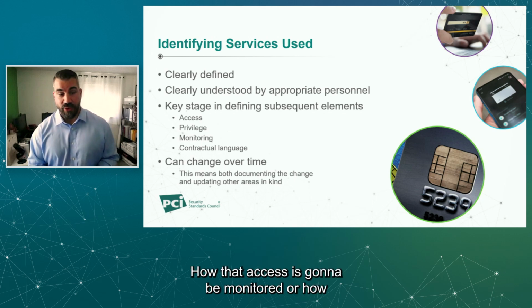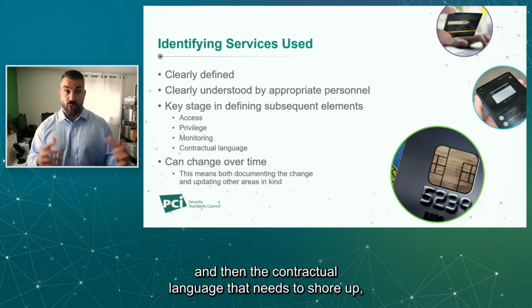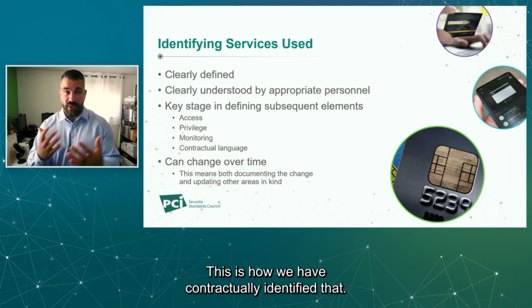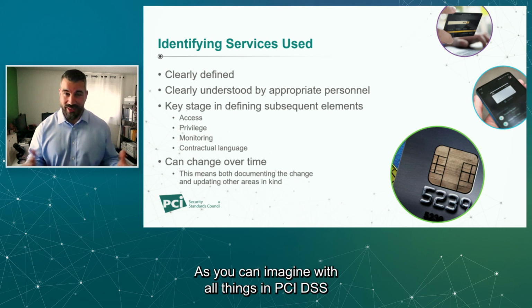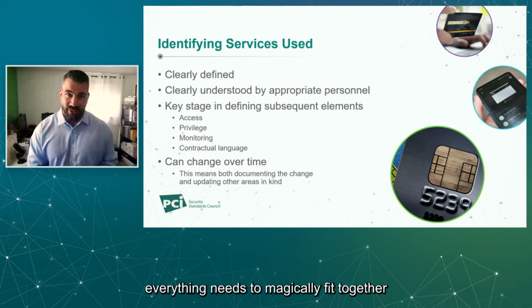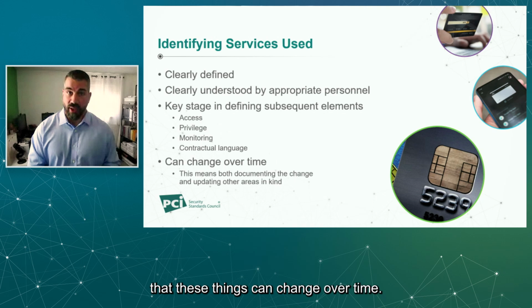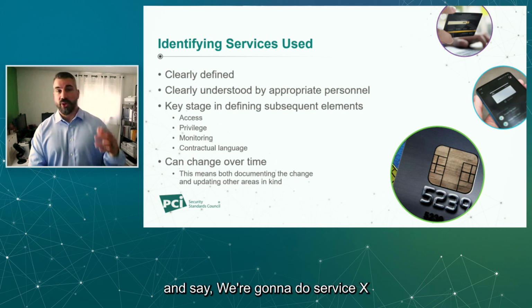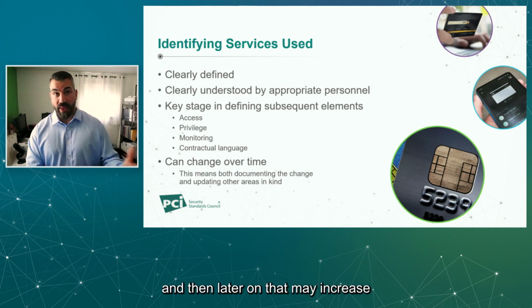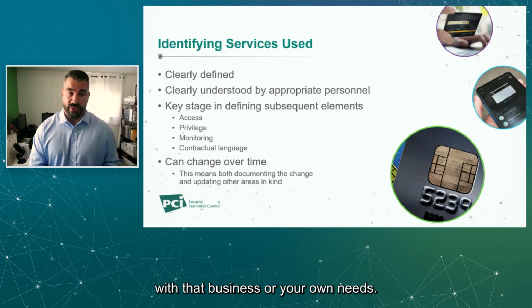How that access is going to be monitored, or how those steps are going to be monitored by your organization, and then the contractual language that needs to shore up. This is what they do for us. This is how we have contractually identified that, and then making sure that all of those elements align. As you can imagine, with all things in PCI DSS, everything needs to magically fit together like a giant, beautiful puzzle. And then understanding that these things can change over time. It is not atypical for a company to engage a third-party service provider and say, we're going to do service X. And then later on, that may increase or decrease based on the relationship you have with that business or your own needs.